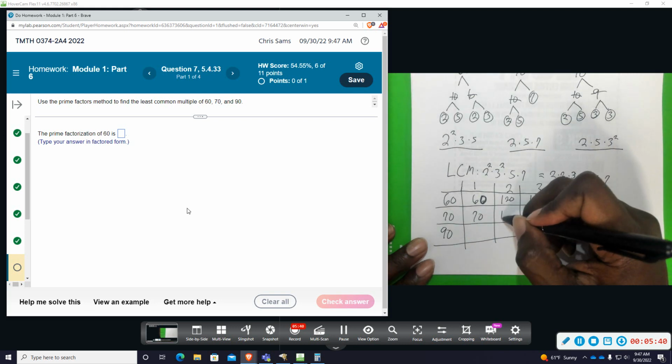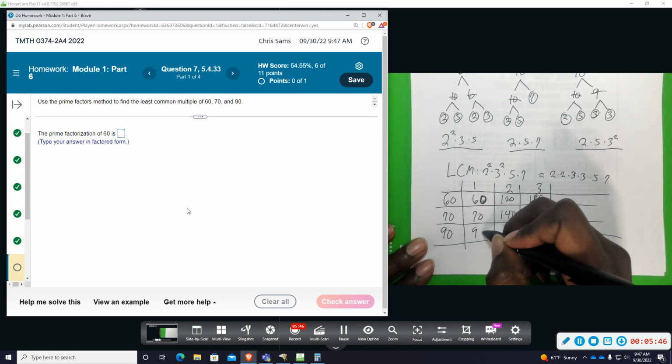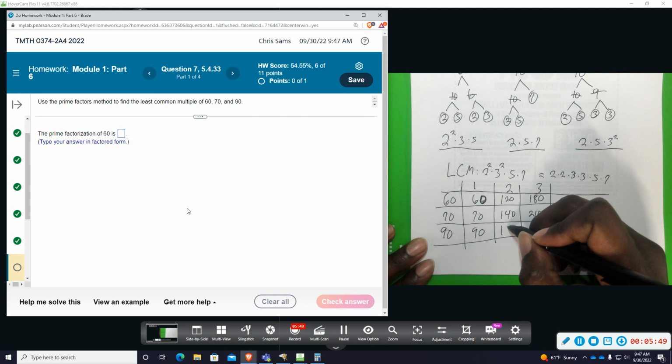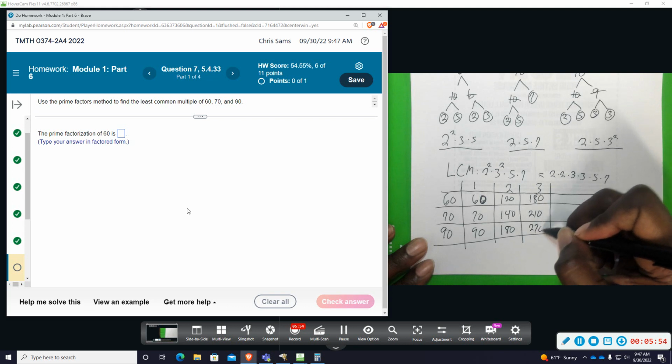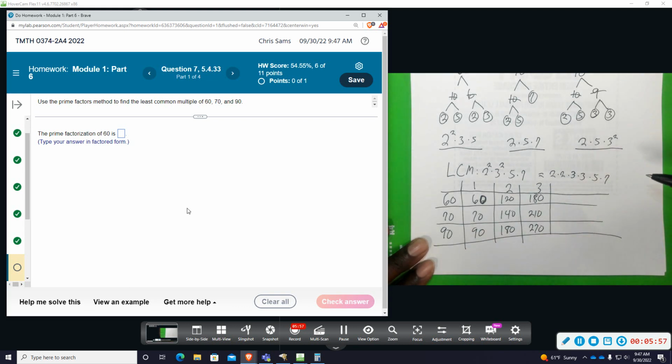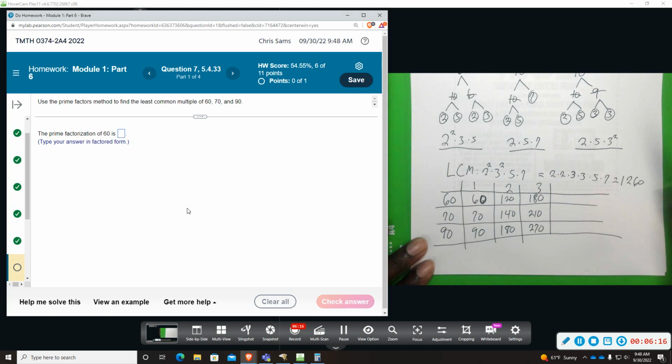70, and then 140, and then 210, and you would keep going. 90, 180, and then 270, and you would keep going. So this number, 1,260, is the first number that all three of them would have in common. So you see 2 of them have 180, okay? But this one doesn't get to 180. It goes past it. So we're trying to find the smallest, least common that they all would have in common when you multiply them all the way out.